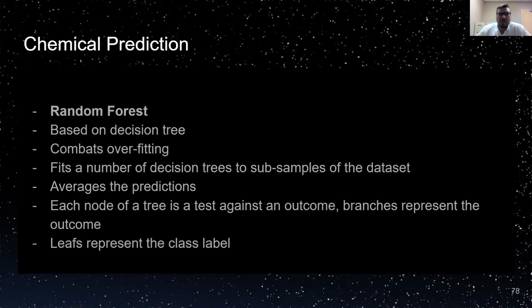Random forest is based on decision trees. It actually uses multiple decision trees for voting, which combats overfitting, and fits a number of decision trees to subsamples of our data set. So our data set is divided into different feature sets, with each of our decision trees voting on the most important features. It averages the predictions. Specifically about decision trees, each node of a tree is a test, with branches representing the outcome and leaves representing the class label.